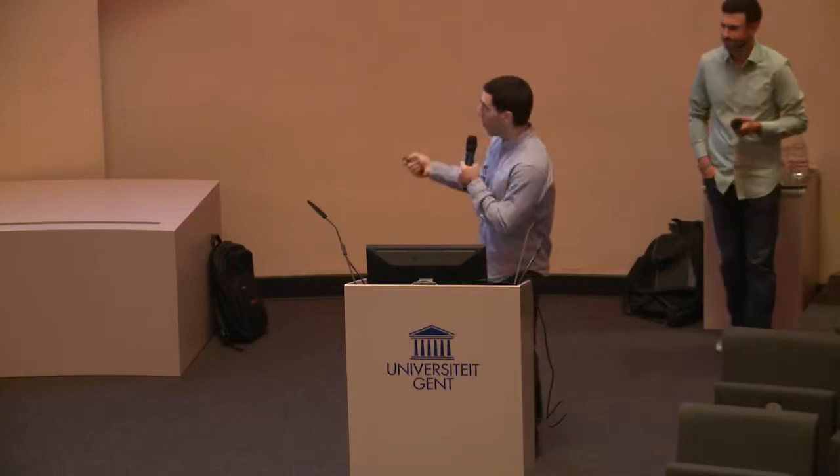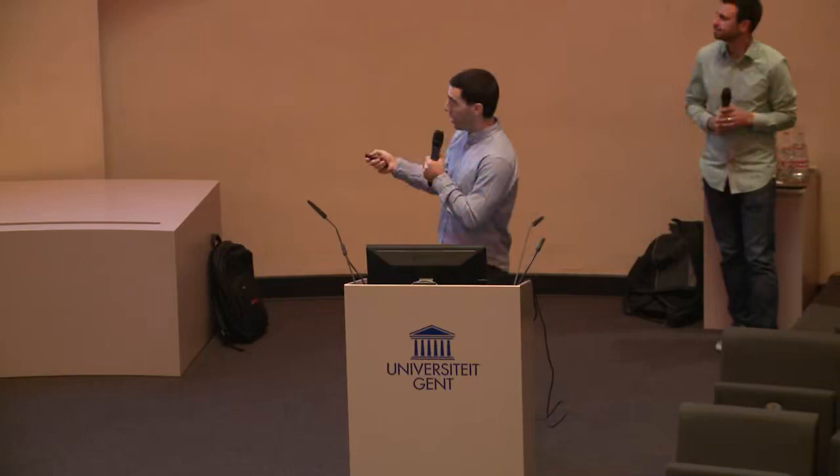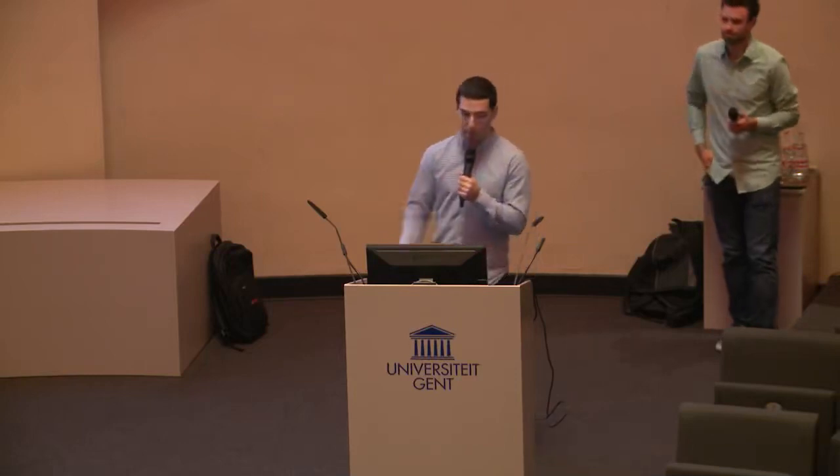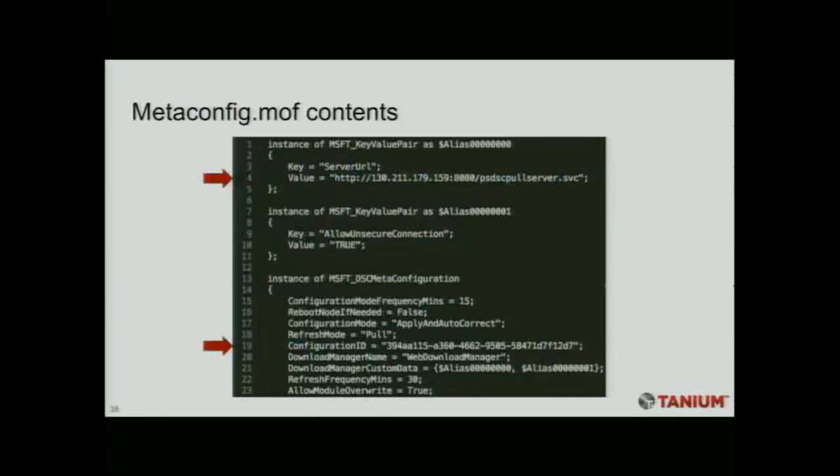Finally, there's a file here called pull run log. It's a plain text file and it just contains a single row every time a pull occurs. In terms of evidence, this is actually not the best log, so I covered it here for thoroughness, but we have better logs that we'll show you in the eventing system. If you look inside the metaconfig.mof on any system, you'll find the URI to the pull server. So we can see the full IP address and location of that resource.